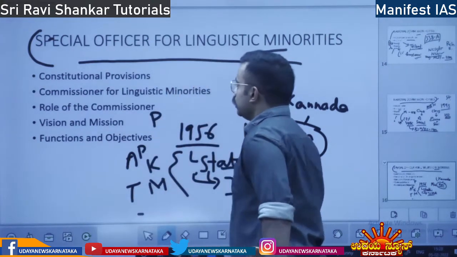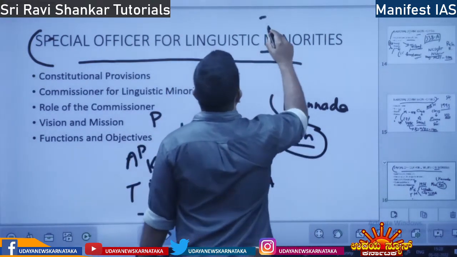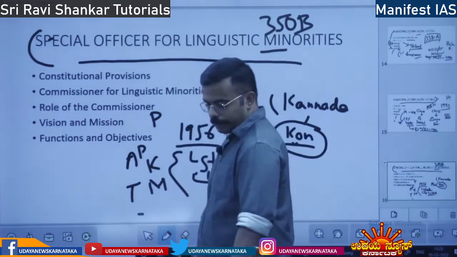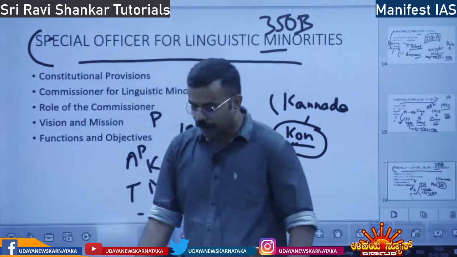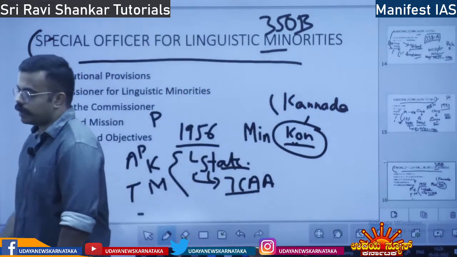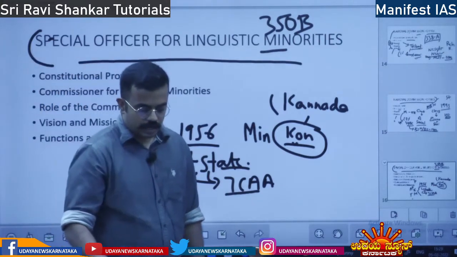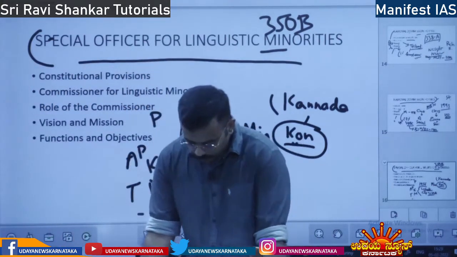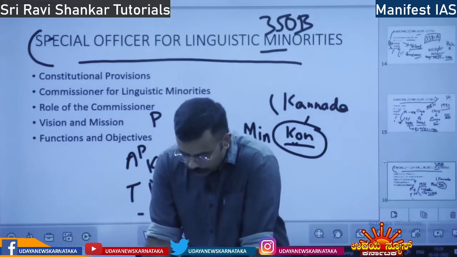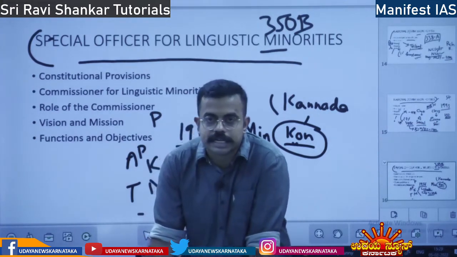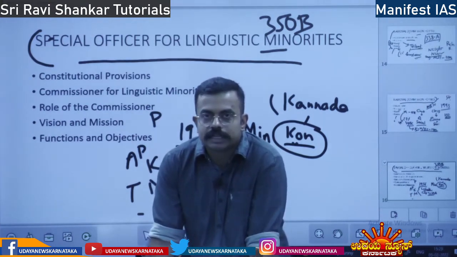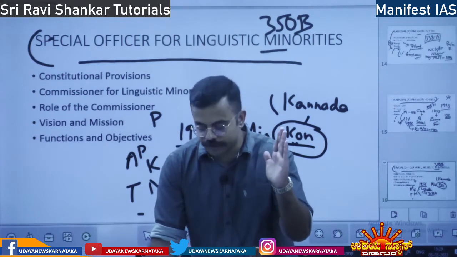So, what is the article? This article is very, very important. Article 350B. In which part? In part 17. Part number is not very important. However, article number is very, very important. So, what does this article say? This article says there should be a special officer for linguistic minorities, in order to take care of their interest.